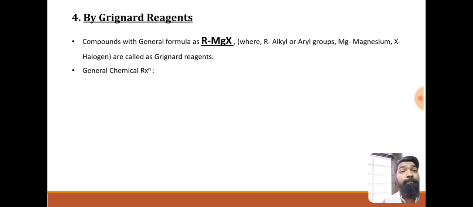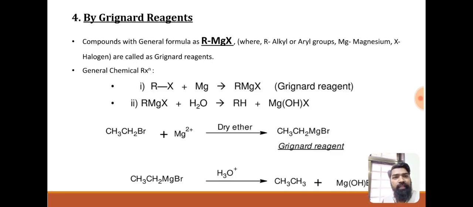Now, the compound with the general formula RMgX is the Grignard reagent, where R is an alkyl or aryl group, Mg is magnesium, and X is a halogen. You can remember the chemical formula by enjoying the chemistry, not by treating it as a burden. RMgX is the Grignard reagent. You remember? Yes, it is called the Grignard reagent.